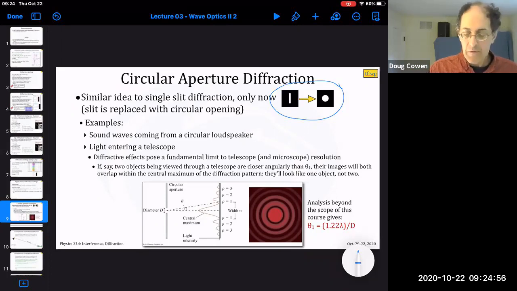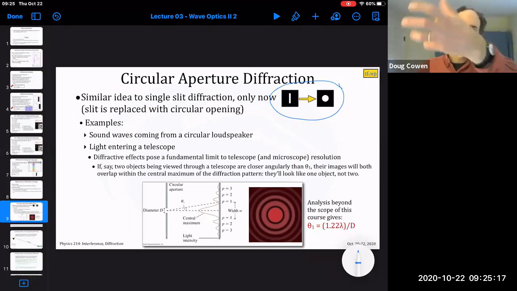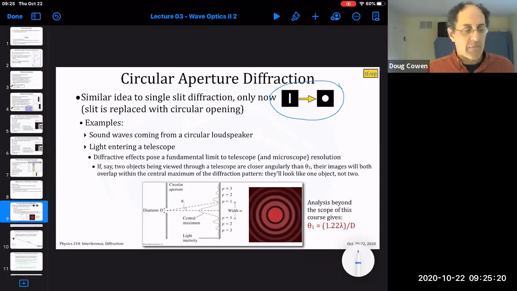Circular openings are of interest because they happen quite frequently in devices that we build. So for example, sound waves coming from a circular loudspeaker are one example. Another more prominent example is light entering a telescope. If you have a handheld telescope, you know that at the end, it's got a circular opening, and that circular opening usually has a lens of some diameter at the end. And the diameter of that lens is the opening, or aperture, of the telescope.